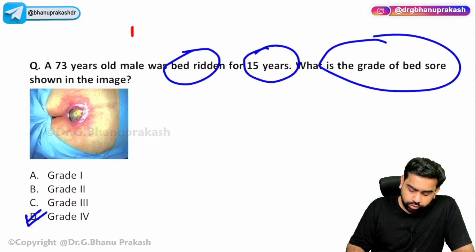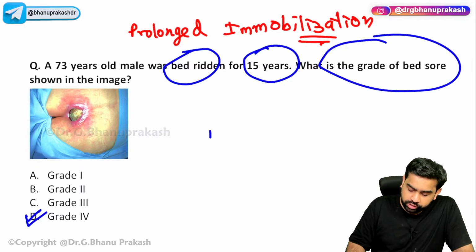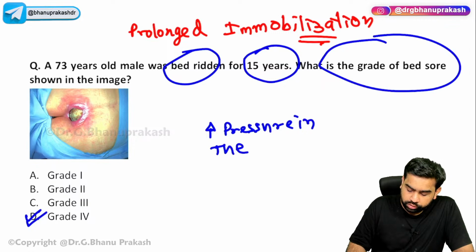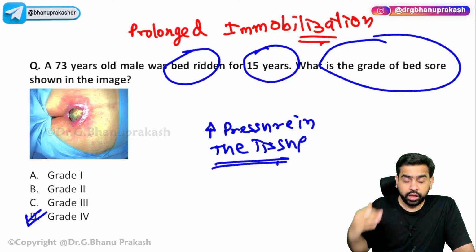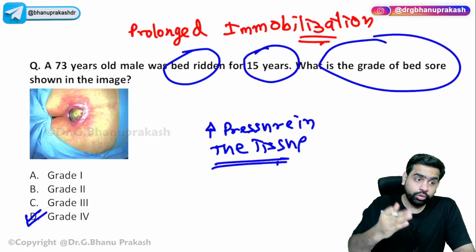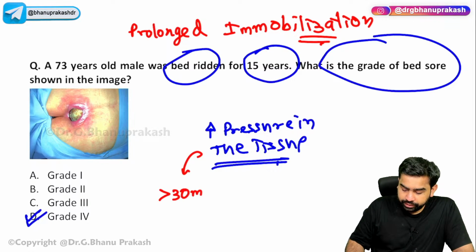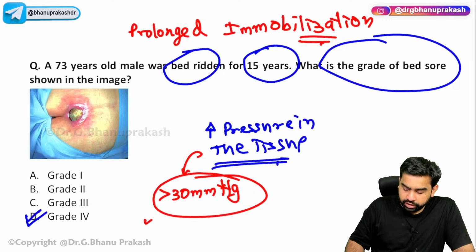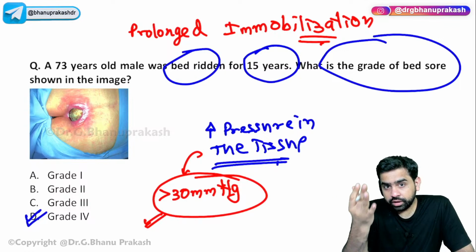Why do bed sores form? Because of prolonged immobilization. What happens because of this prolonged immobilization is that the pressure in the tissues increases. What is the level beyond which the pressure leads to the formation of a bed sore? If the pressure goes beyond 30 millimeters of mercury, it increases the chances of the development of a bed sore.